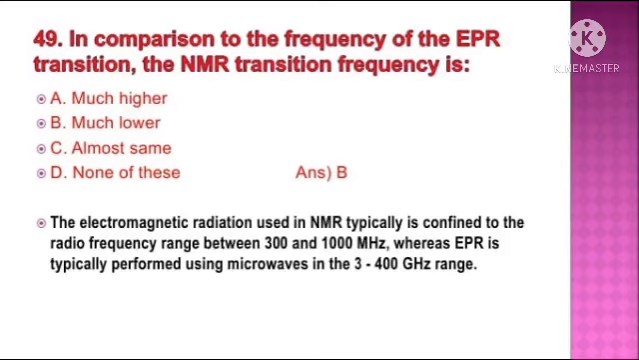Question number 49. In comparison to the frequency of EPR transition, the NMR transition frequency is. The answer is option B, much lower. The electromagnetic radiation used in NMR is confined to the radio frequency range between 300 and 1000 MHz, whereas EPR is typically performed using microwaves in the 3 to 400 GHz range.